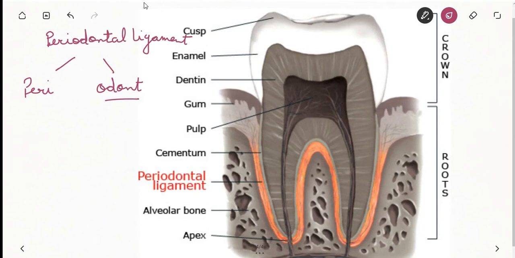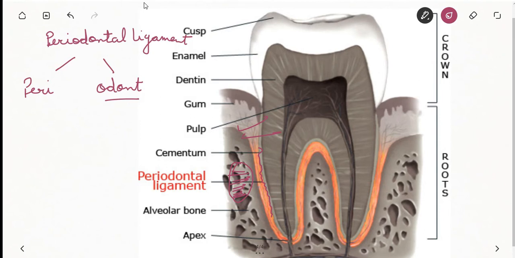So this periodontal ligament is a soft, fibrous, specialized connective tissue that is present in the periodontal ligament space that is situated between the cementum of the tooth and the bone forming the socket. So the periodontal ligament extends coronally up to the most apical part of the connective tissue of the gingiva.